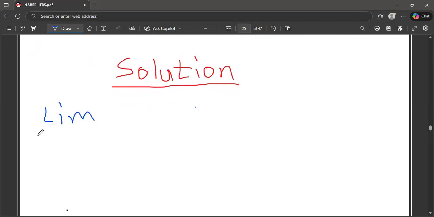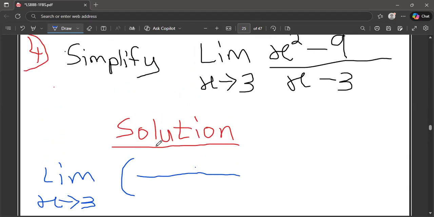Limit as x approaches 3 of x squared minus 9 over x minus 3.